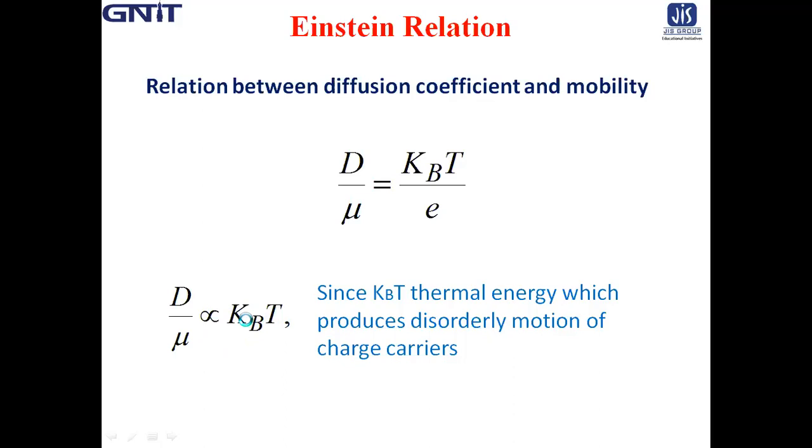So this is all about drift, diffusion and the Einstein relation: drift current density, diffusion current density, and the relation between diffusion coefficient and mobility. That's all about it. Now I move to numerical problems based on the Fermi energy level.